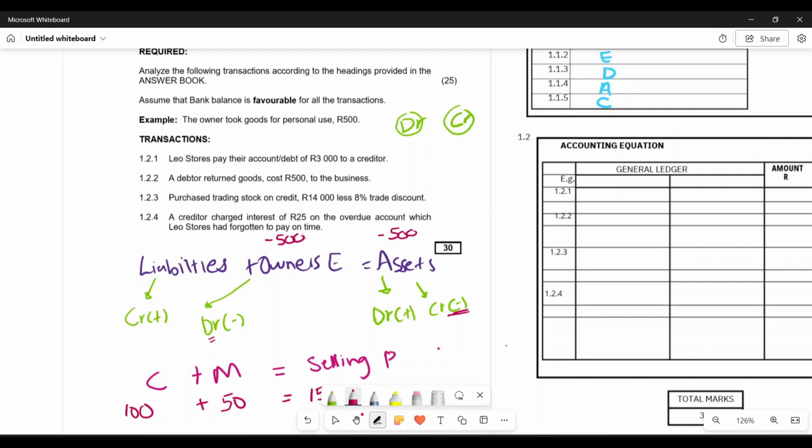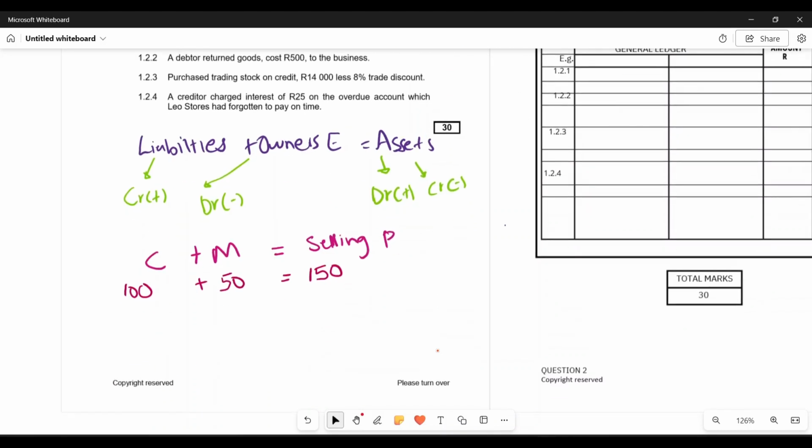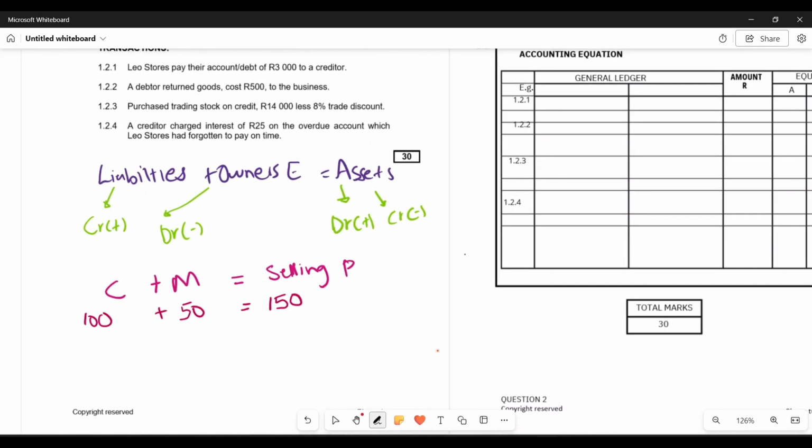Now, but let's try and do the following transactions we are given. Your store pays their account, which is a debt of 3,000, right, to a creditor. Basically here we are paying off a creditor. What are the two accounts that are affected? Remember, anything that has to do with a creditor would affect our creditor's control. So the two accounts affected, let me write them here. Creditor's control, this would be the first account. The other account, because we are paying, and when we pay, remember, we pay using our bank account. So the other account which would be affected is our bank.